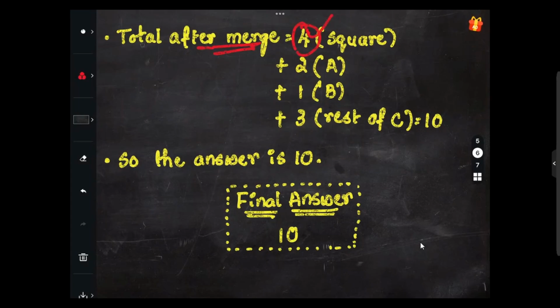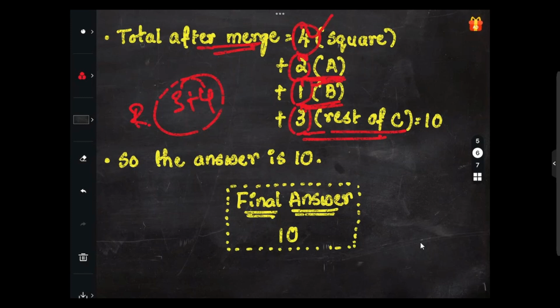4 plus 2 plus 1 plus 3. 4 square actually, 2 is this one, component A. So this one component B, and 3 rest of C. For the C, we are considering this one row 3 along with the 4. Row 3 along with the 4, right? So this one 3, rest of C. So total this one will be 4 plus 2 plus 1 plus 3, right?